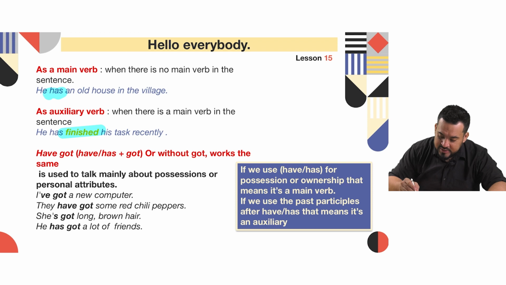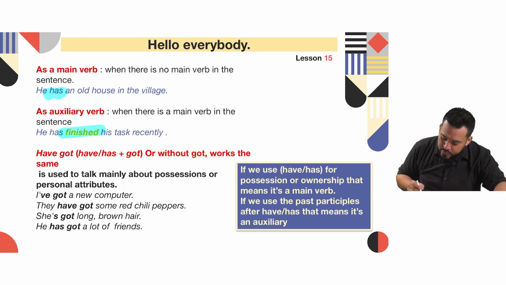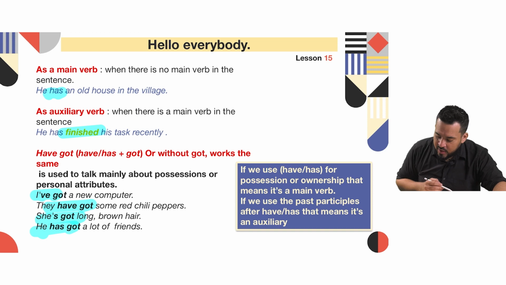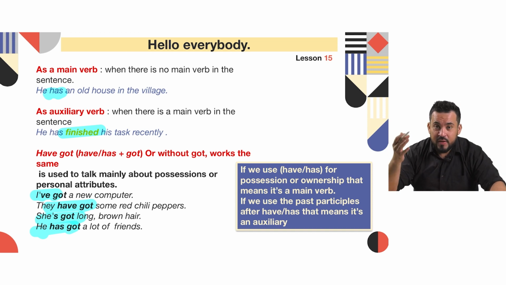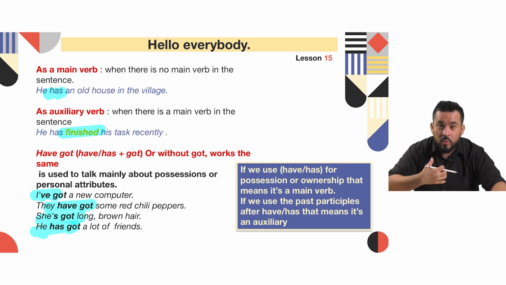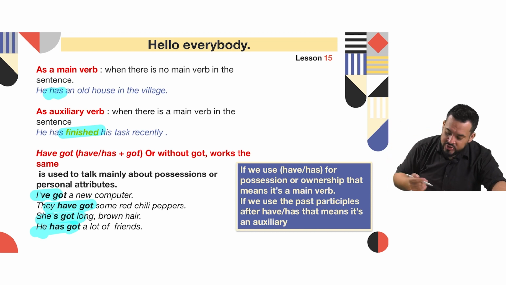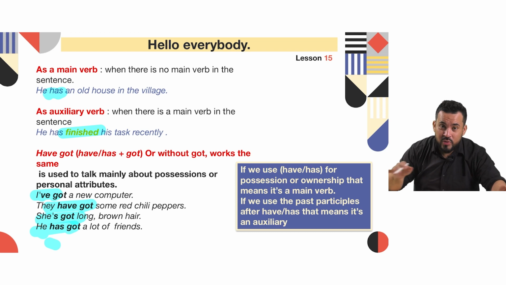Okay, so let's take a look at some examples. I've got a new computer. They've got some red chili. She's got long hair. He's got a lot of friends. So either personal attributes, it means something you have, or something you own, possessions, we use have got and has got. And for those exact same sentences, we can just use have or has without the got.